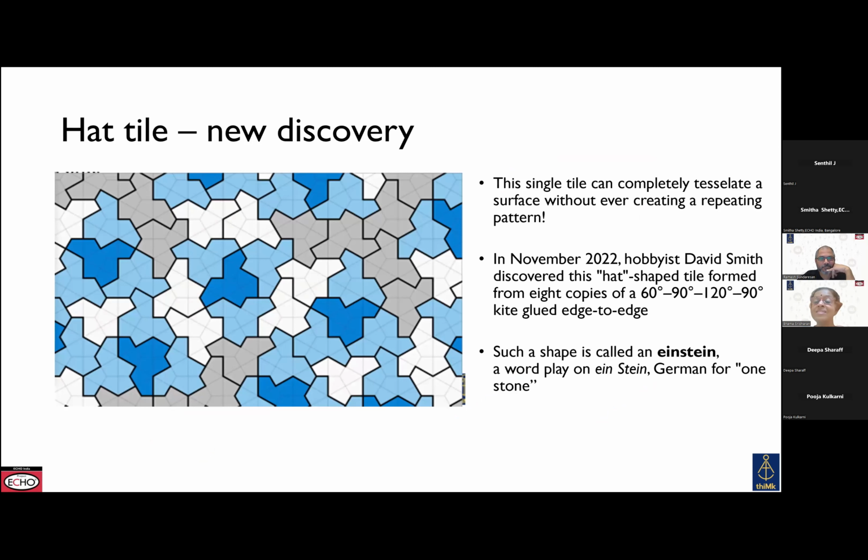And this interesting shape was just discovered last year. It is a tile made by gluing 8 kites together, kites with 60, 90, 120, 90 degree angles, and this creates once again an aperiodic tessellation. And this was just discovered last year. So this is the history of aperiodic tessellations.